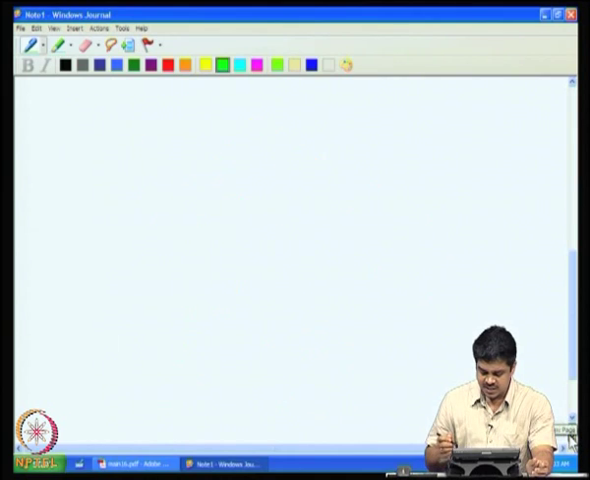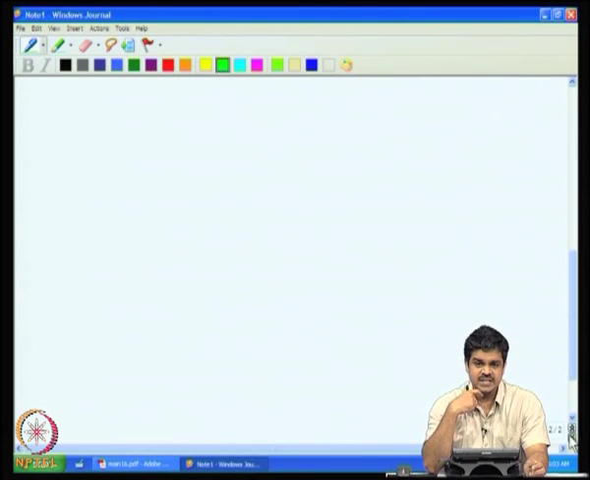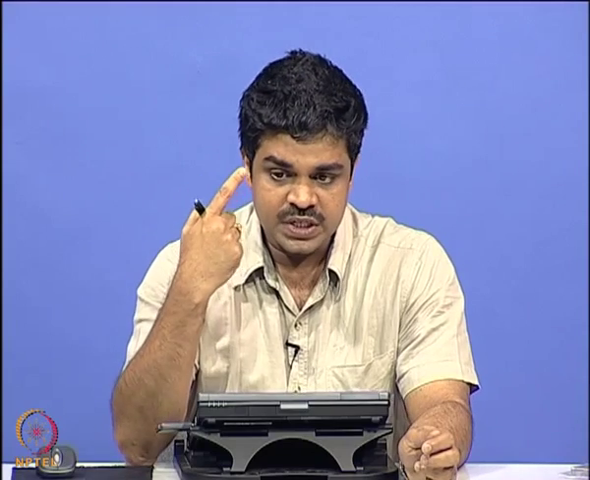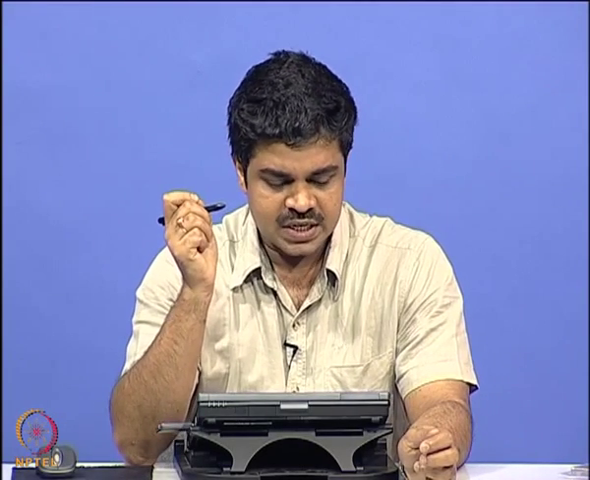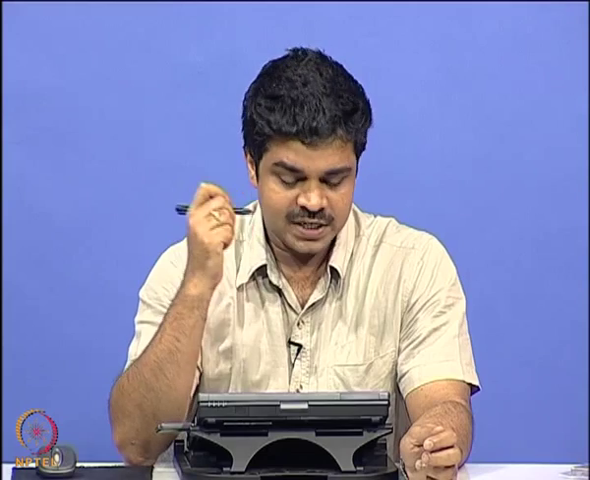But in the case of edge coloring, first of all we should notice that edge coloring is only a special case of vertex coloring. For instance, consider the line graph of the graph. What was the line graph? Each edge of the graph becomes a vertex, and whenever two edges are adjacent, the corresponding vertices are made adjacent. That was the line graph, we have studied it earlier.